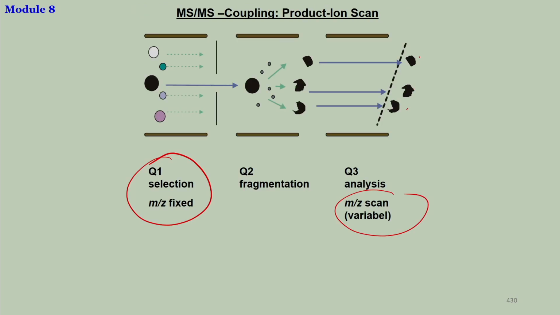That is basically it. So, this is the three quadrupoles, and the fourth is the detector. MSMS coupling, product ion scan. This is a high throughput technique that we use for biomolecules.